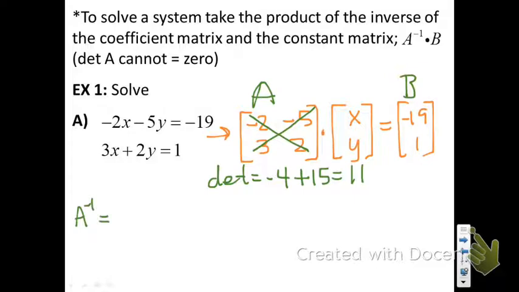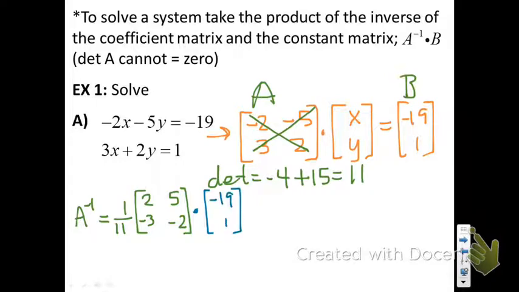Once you have that, to find the inverse, we take the inverse of that determinant, so it becomes 1 over 11. And then if you remember, we switch places of the primary diagonal, so we get 2 and negative 2, and change the signs of the other diagonal. Once you have this matrix, you're going to multiply it by the constant matrix, which is negative 19 and 1.